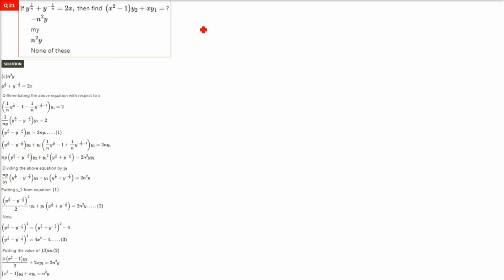So we have y to the power 1/n plus y to the power minus 1/n, this is equal to 2x. Now we have to differentiate this. Please remember, x to the power n differentiation is n x to the power n minus 1. So 1/n, y to the power 1/n minus 1.